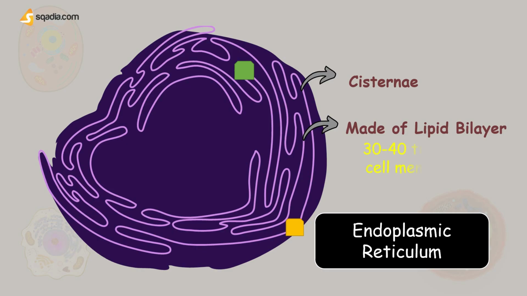The total surface area of this structure in some cells, the liver cells, for example, can be as much as 30 to 40 times the cell membrane area. The space inside the tubules and vesicles is filled with endoplasmic matrix, a watery medium that is different from fluid in the cytosol outside the endoplasmic reticulum.